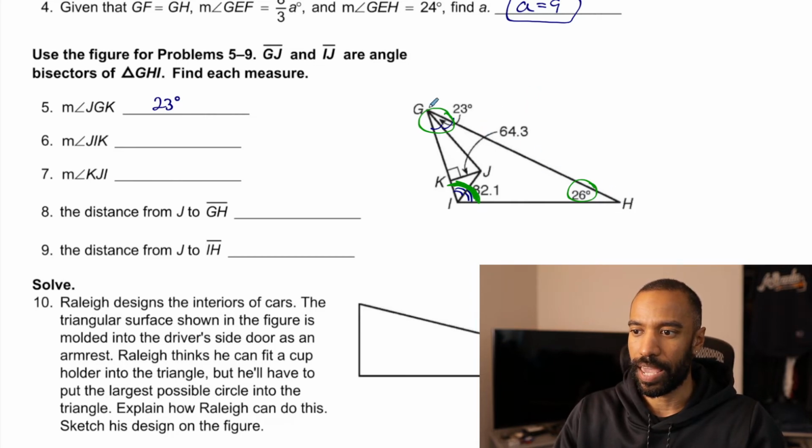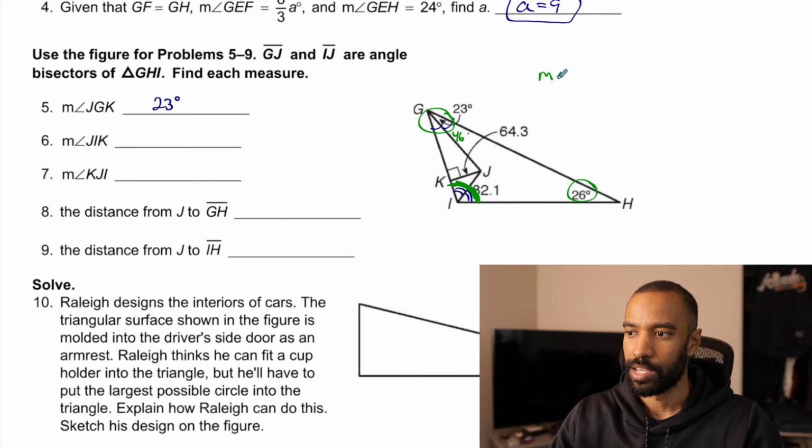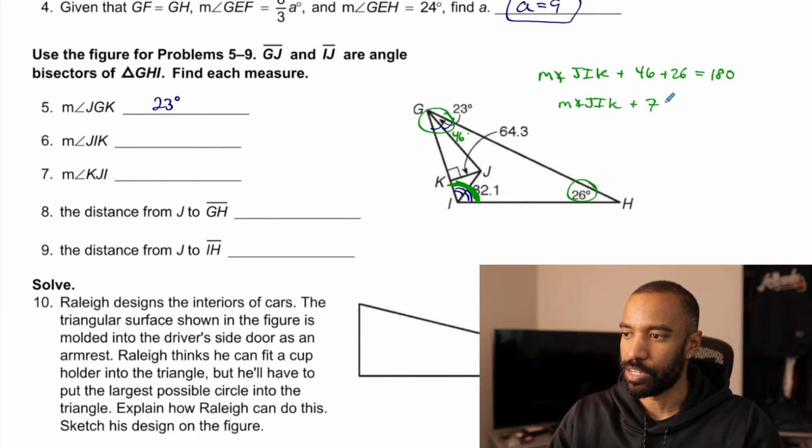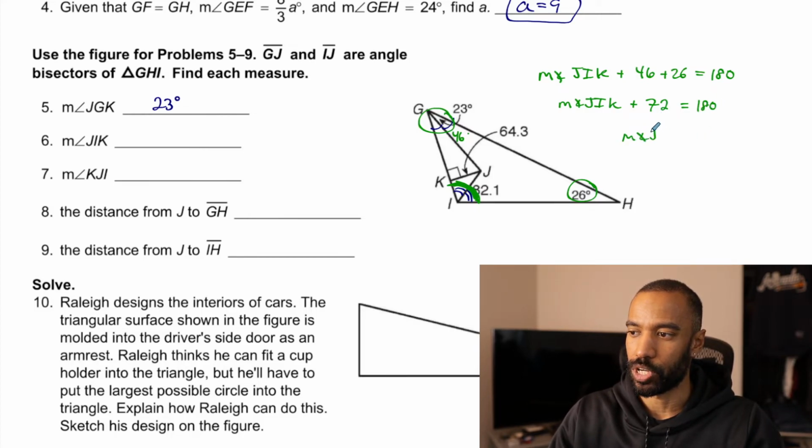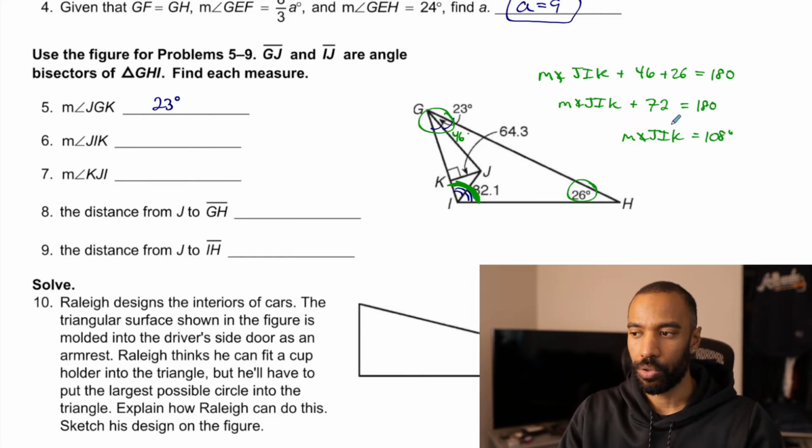So the measure of angle HGK in total is 23 times 2, or 46 degrees. So 46 and 26 can be subtracted from 180. So the measure of angle JIK plus the 46 plus the 26 is 180. The measure of angle JIK plus 72 equals 180. Subtract the 72, the measure of angle JIK is 108 degrees. So the whole thing's 108 degrees.